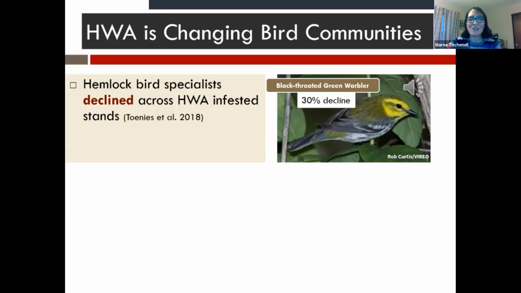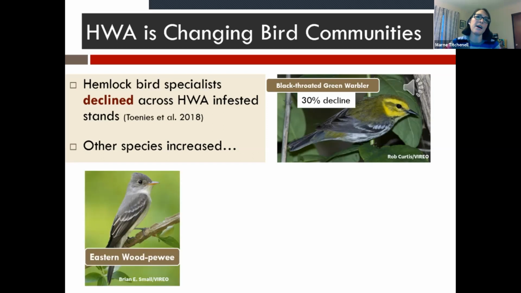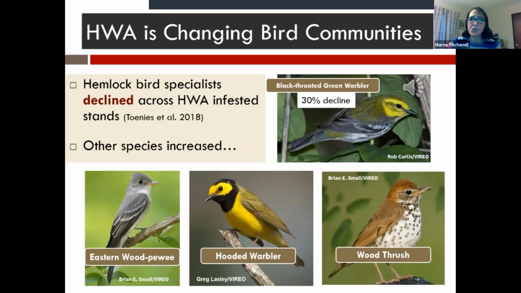And there's the call. Z, Z, Z, Z, zoo. Actually, it's Z, Z, zoo, zoo, Z. One of the first warbler songs that I learned. But while the specialists are declining, what they found is that other bird species were increasing. Species like the eastern wood pewee, the hooded warbler, and the wood thrush. And so why is that?